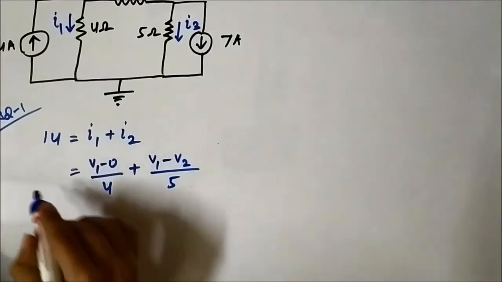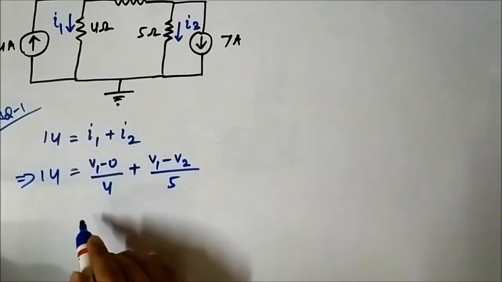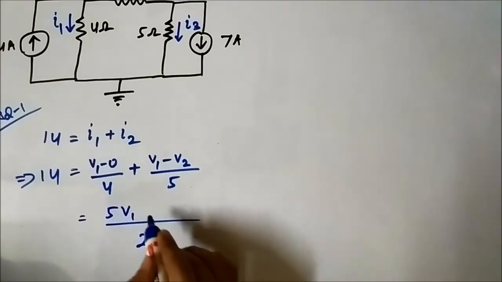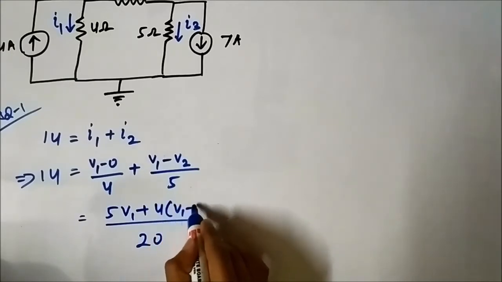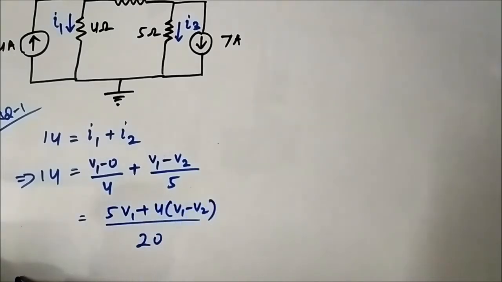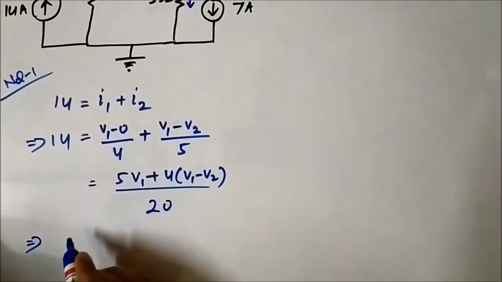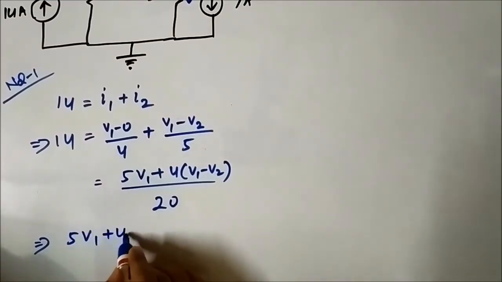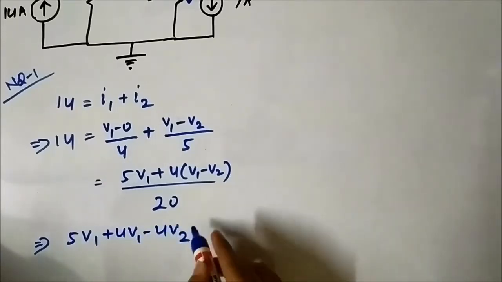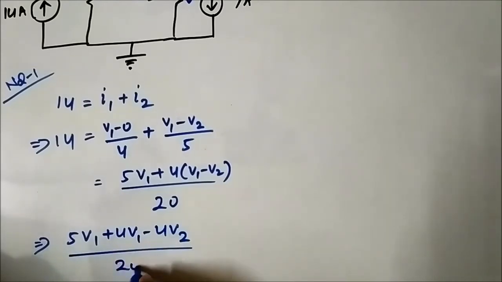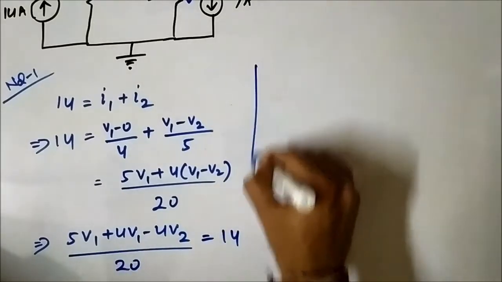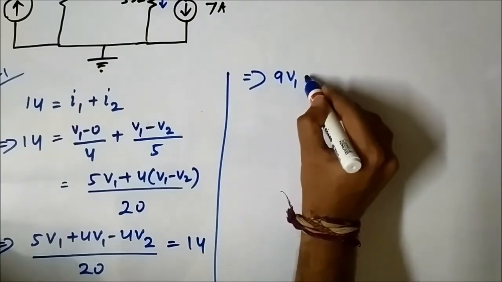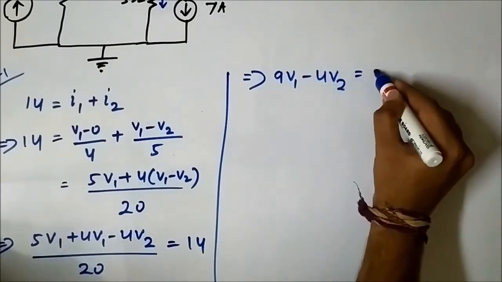Okay, now this is equal to 14. So now let us take the LCM. It will be 20. So it will be 5V1 plus 4 into V1 minus V2. Okay, so that implies 5V1 plus 4V1 minus 4V2 by 20 is equal to 14. Okay, that implies 9V1 minus 4V2 is equal to 280.